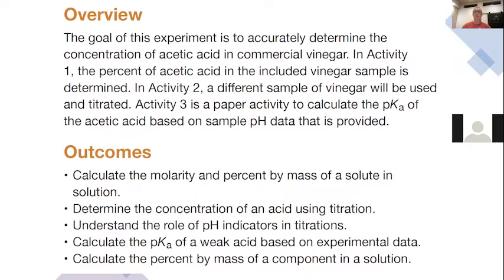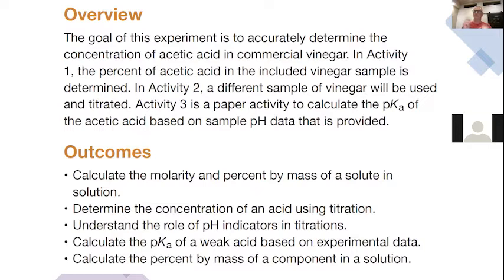So what we're going to do is, since we have a fairly good idea what the concentration of acetic acid should be, we can determine it exactly by adding a base of known concentration. And so we'll be able to calculate the molarity of the acetic acid in the vinegar. We'll be able to calculate the percent by mass of the acetic acid in the vinegar.